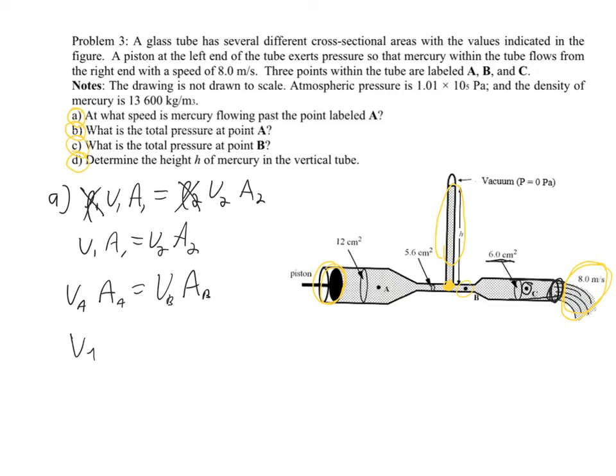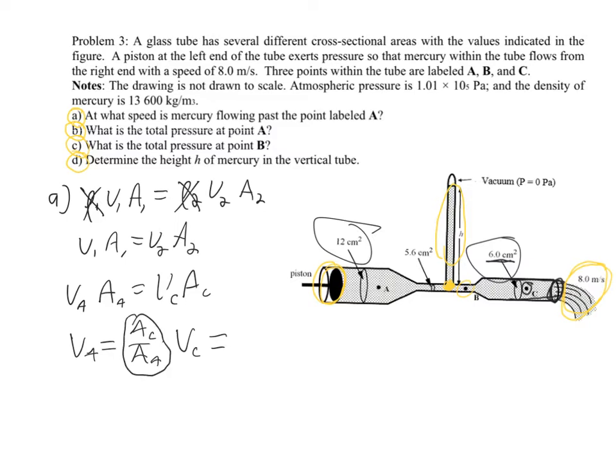And so we can easily find VA, which is just a ratio of the areas, AB over AA, multiplied by the velocity at point B. Oh, I said B this whole time, but we're actually interested in point C. So let's get rid of those B's and act like those were C's the whole time. Anyway, the ratio AC over AA is just 1/2, and so the speed in the fluid at A should be half of what it is at point C, so 4 meters per second.